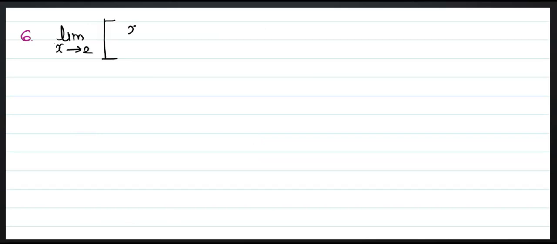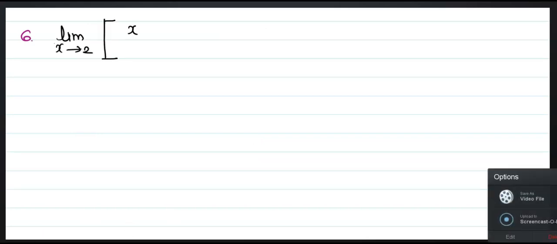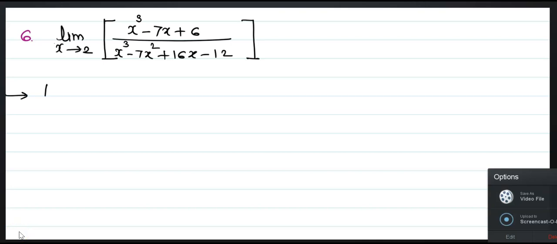Now the next, number 6. Now we'll see the next example. Limit x tends to 2 of x cube minus 7x plus 6 upon x cube minus 7x square plus 16x minus 12. Now what is the cancellation factor here? The cancellation factor is x minus 2.